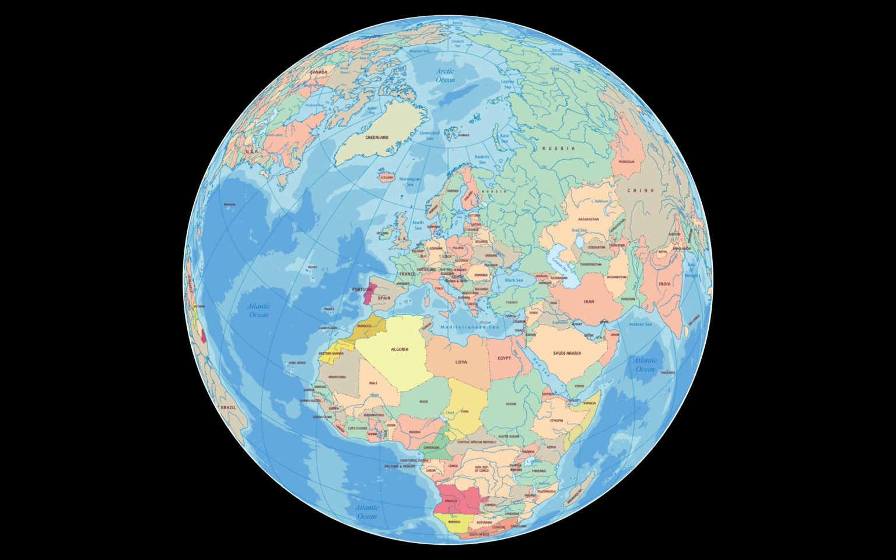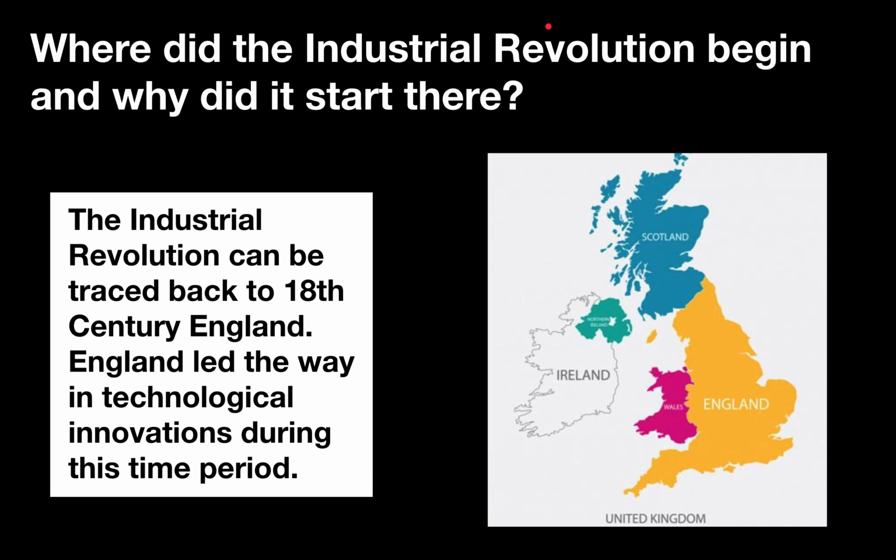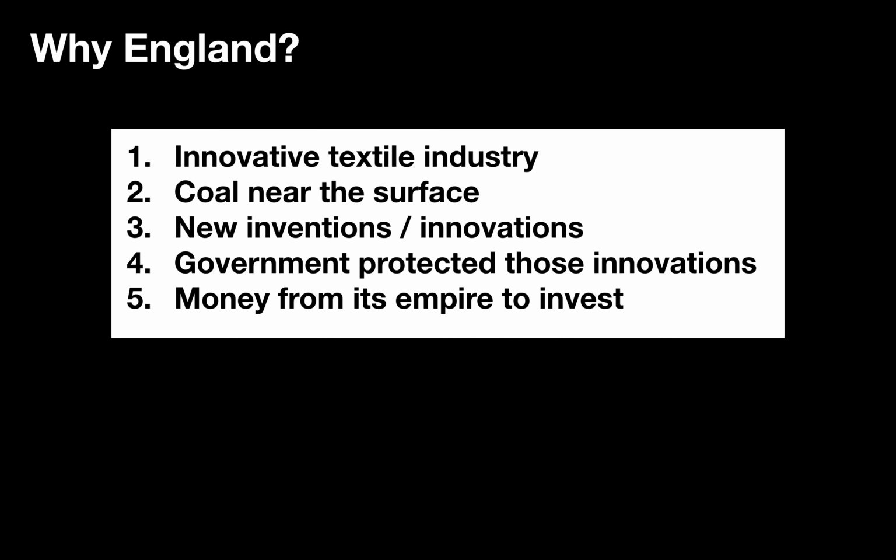So where did it begin and why? You need to narrow in on a little place called England in the 17 and 1800s, right? A little island off the coast of Europe. That's where the Industrial Revolution starts. We can trace it back to England in the 18th century. Why England? Well, we're about to go over these.